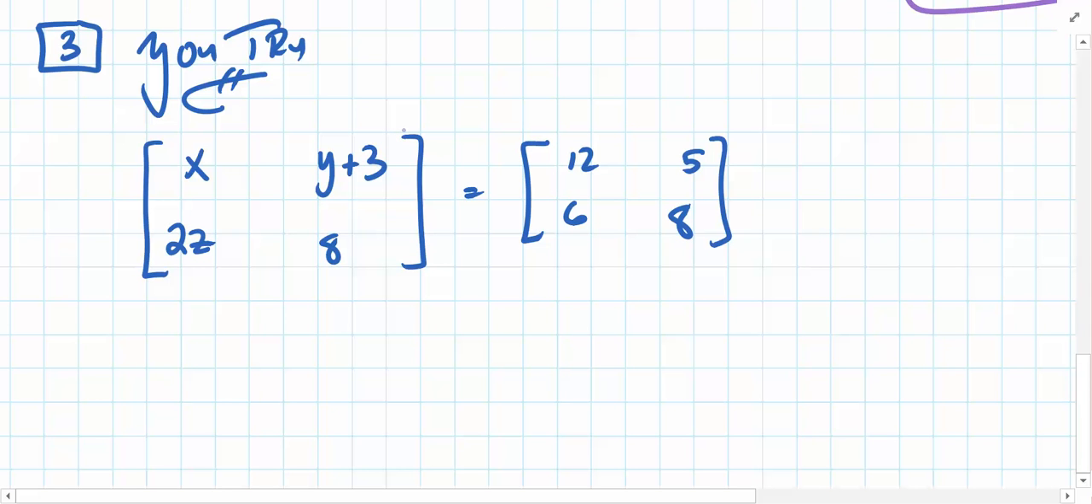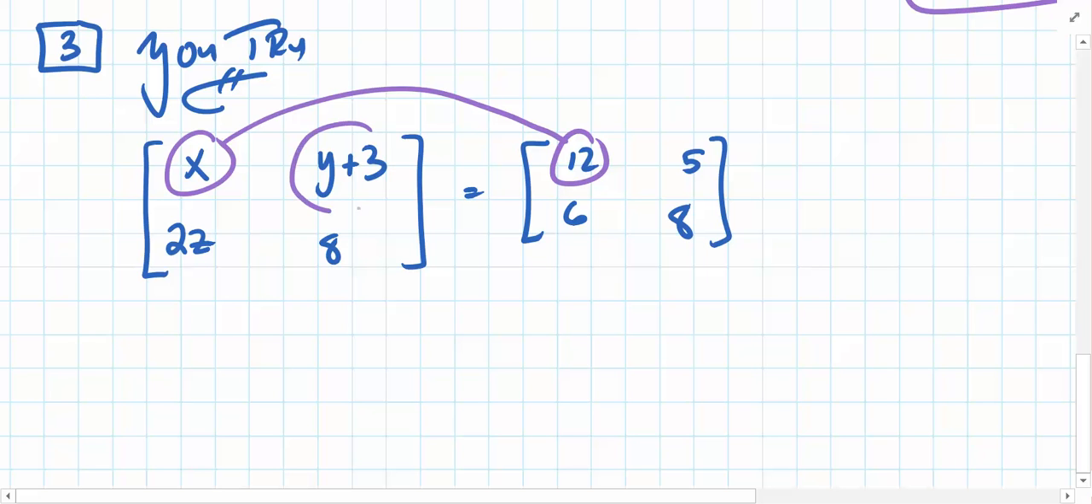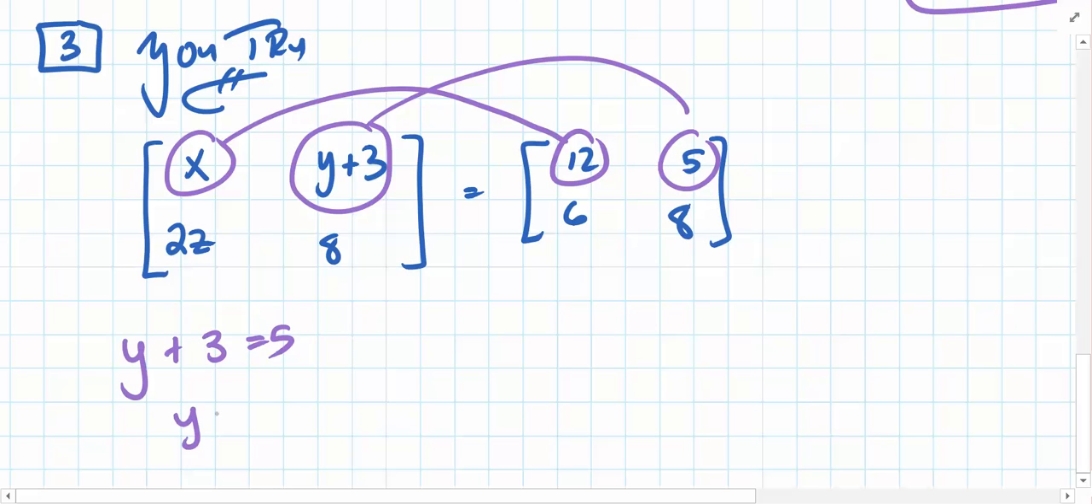Okay, Lauren, what'd you do? Yeah, so x is 12. That one's pretty straightforward, right? You just say, well, it's in the corresponding spot, so x is 12. And then we set y plus 3 equal to 5. And we just do a little algebra. So y plus 3 is 5, so y has got to be 5 minus 3, so y has got to be 2. Right? Good with that part?